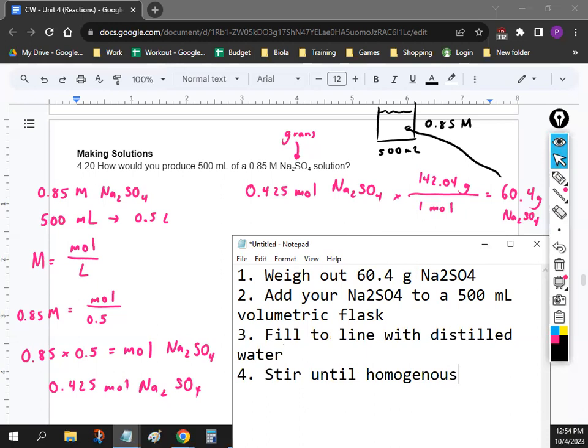Honestly, you can combine steps 1 and 2. You can just add 60.4 grams. You could do that as well. But these are the 4 steps I like to think about: weighing, adding the solid, filling with water, and then stirring.